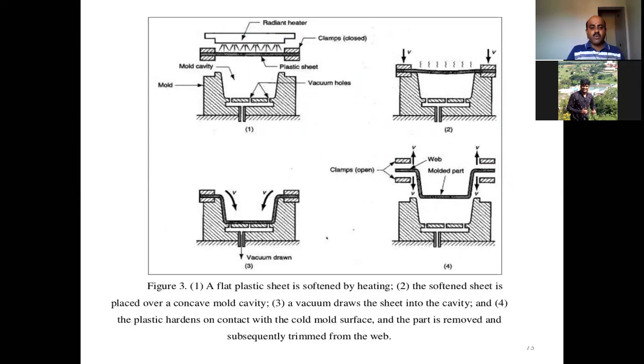So look at this diagram over here. There are four line sketches being shown here, 1, 2, 3, 4. In sketch number 1, a flat plastic sheet is softened by heating. You can use an electric radiant heater, and by using it you turn the thermoplastic soft.